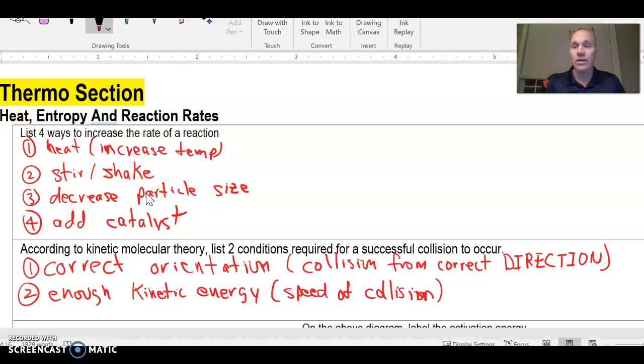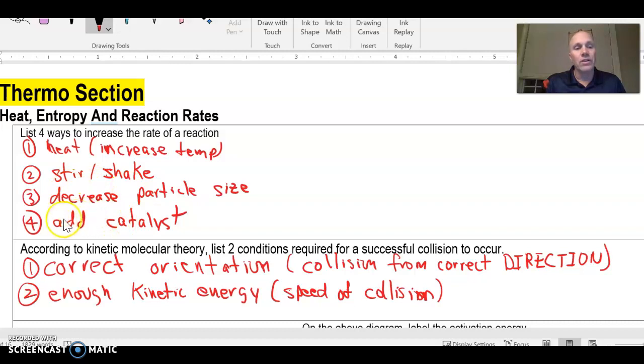Decreasing particle size. If you have really big chunks, it's going to be hard for the particles in the middle of your chunk to have contact with other things that are in the reaction. So by making things much smaller, your reactants are going to have much more contact with each other. You can think of the example of sawdust burning really quickly. When you chop up the wood, the oxygen gets in between the sawdust particles, and that allows the combustion reaction to happen a lot faster.